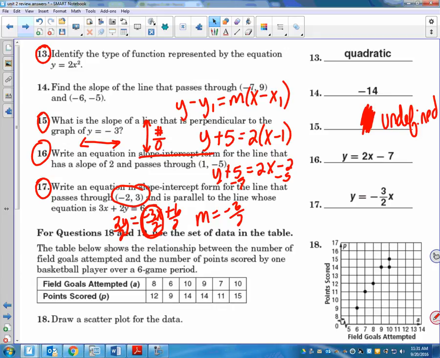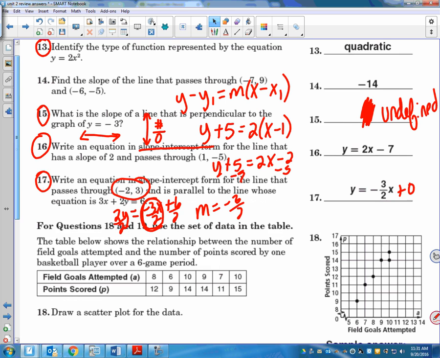Now I would plug in my slope of -3/2 and my point, and it should work out that you get a y-intercept of 0 there, which is why the equation is just -3/2 x. If you wrote -3/2 x plus 0, that's okay too. But if you need help working that out, just ask. Okay? So definitely look at that.